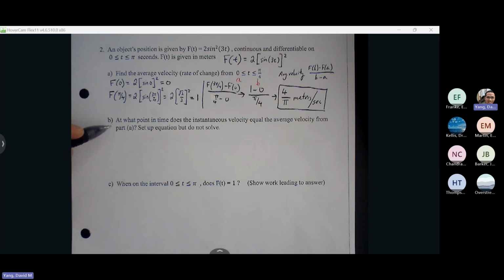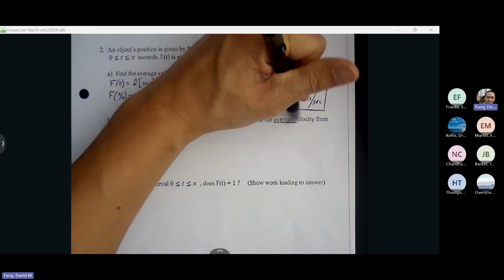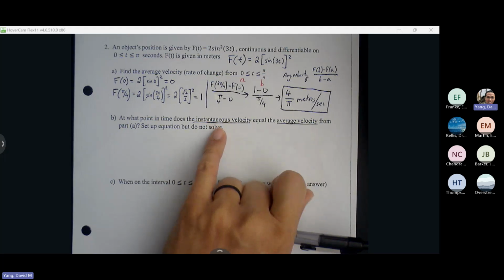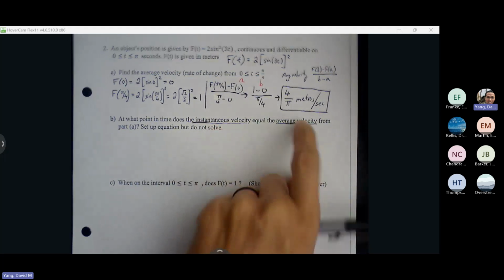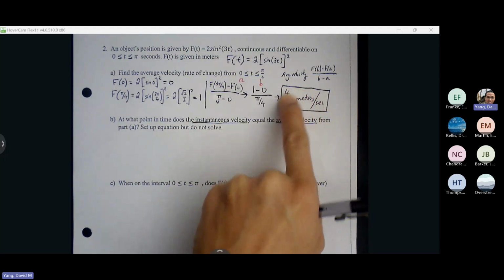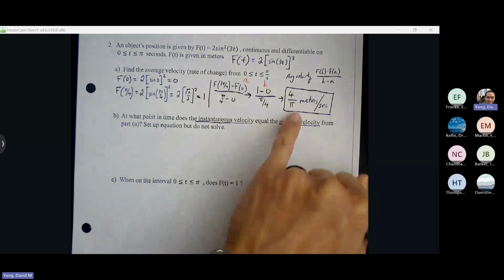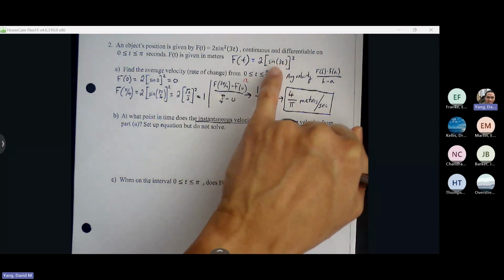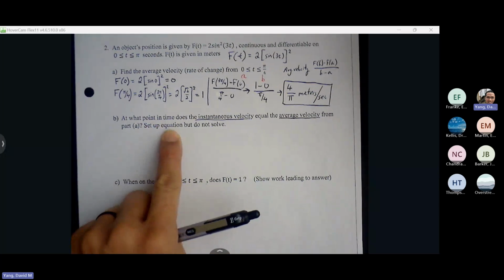Okay. Part B, at what time does the instantaneous velocity equal the average velocity? So this is really asking us to set up essentially mean value theorem, because mean value theorem is the average rate of change equaling the instantaneous rate of change. So we have average rate of change, and the instantaneous rate of change is just the derivative, right? So we're asking the derivative essentially to find us the place where the graph is going to experience this exact velocity. But we're just setting up the equation, we're not solving.